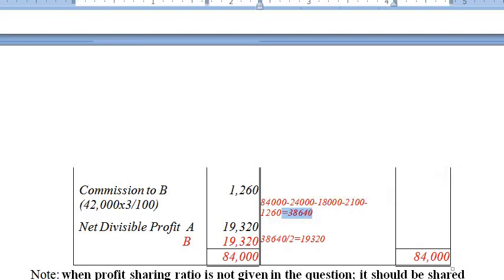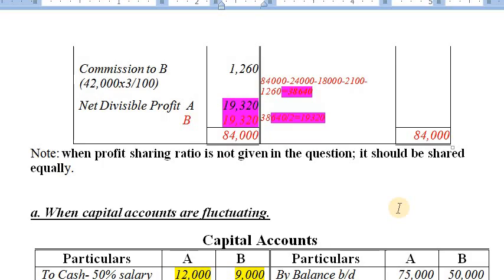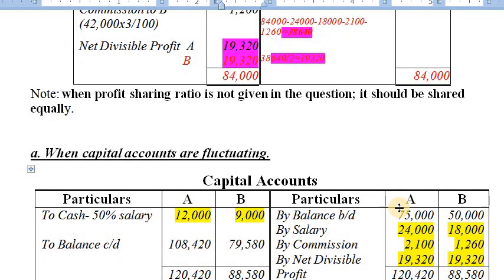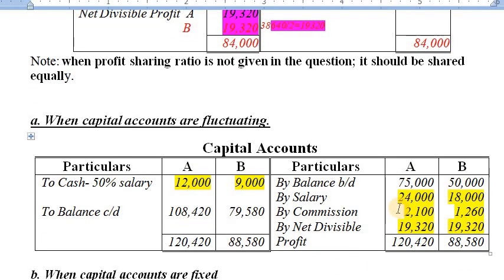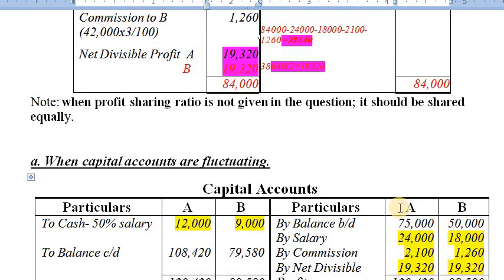38,640 is available as the final profit, and this is divided by 2, equally divided. So A will get 19,320, B will get 19,320. That's the end of the story. This is the final profit given to A and B. Don't worry about the color change or anything. It is 19,320 each, and now we prepare the capital accounts. Keep these numbers in your mind so that I can avoid going back and forth.